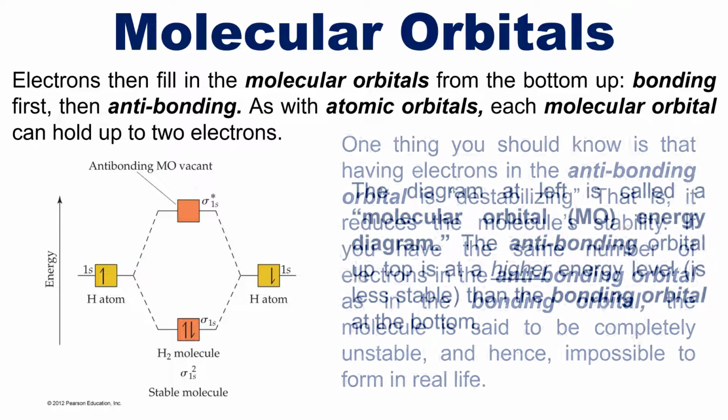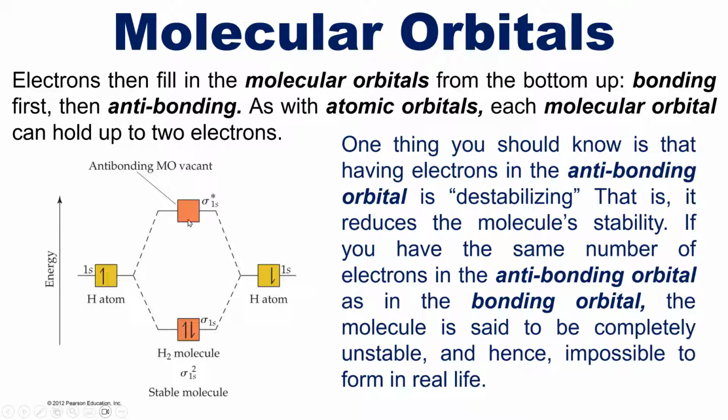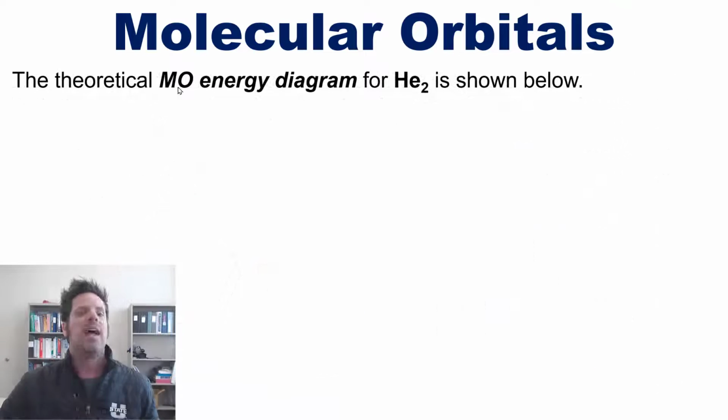Now, one thing you should note is that having electrons in the anti-bonding orbital is destabilizing. That is, it reduces the molecule's stability. So if you have the same number of electrons in the anti-bonding orbital up here as you have in the bonding orbital, then the molecule is said to be completely unstable and hence impossible to form in real life, because the stabilizing effect of the bonding electrons gets canceled out by the destabilizing effect of the anti-bonding electrons. For example, the theoretical MO energy diagram for helium-2 is shown right here.